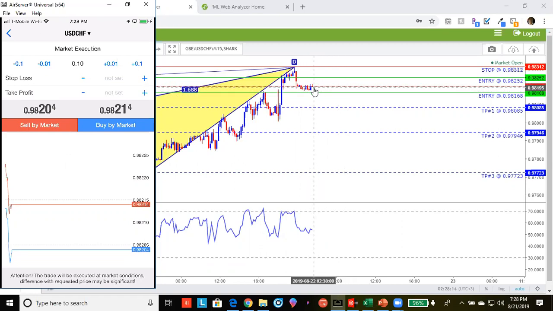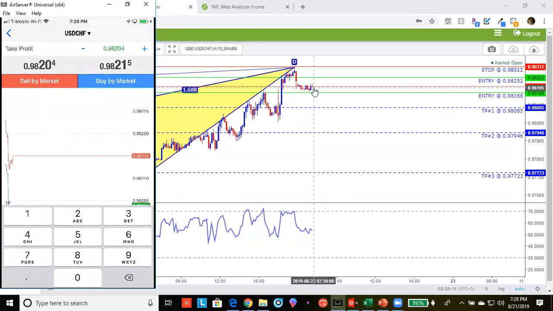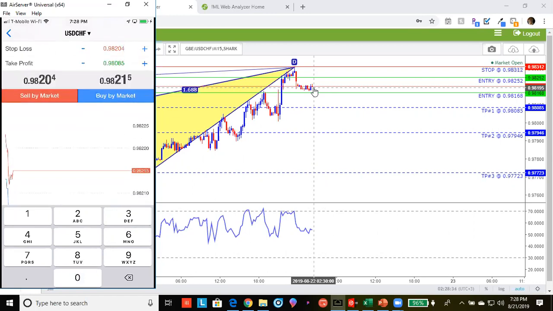So we're going to go ahead and put our take profit in. Take profit is going to be 0.98085. And then your stop loss, 0.98312. And that's sell by market. And remember, we're doing market executions.